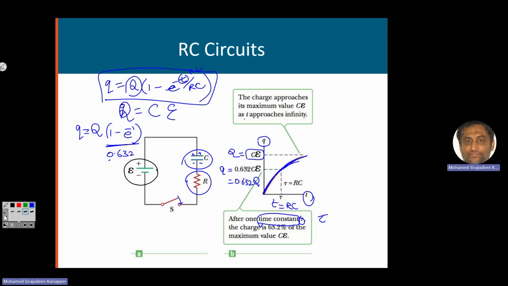So you should know this word time constant, so you now understand what it means. And also you understand that at one time constant, the charge will reach 63.2% of the maximum charge. Okay, so that is all there in this slide. Let me move to the next slide.